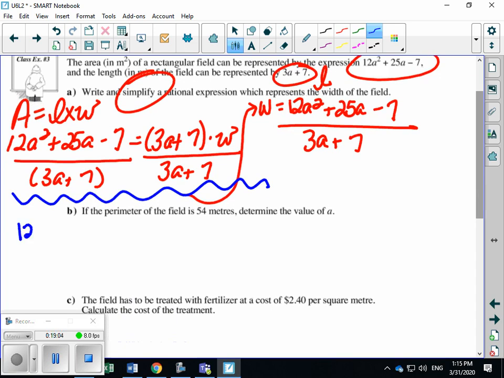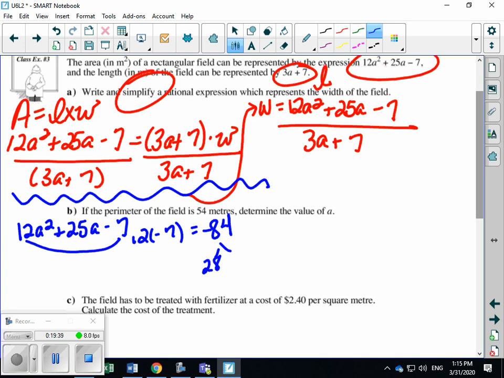I'm going to take 12a squared plus 25a minus 7. Okay, let's factor this. So I'm going to multiply 12 times negative 7. Okay, what's 12 times negative 7? So 12 times negative 7 is negative 84. Now, what two numbers multiply to negative 84 but add to 25? So it might take a little bit more work, but it's going to work out to be positive 28 and negative, oh, I shouldn't say, sorry, positive 28. This is going to be positive 25.